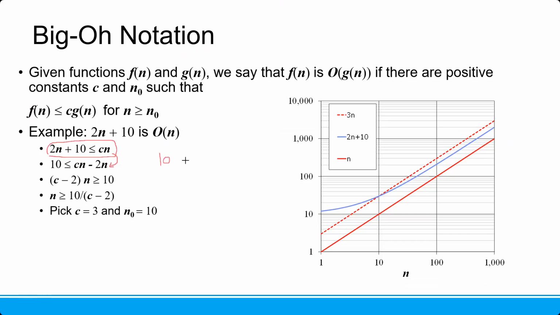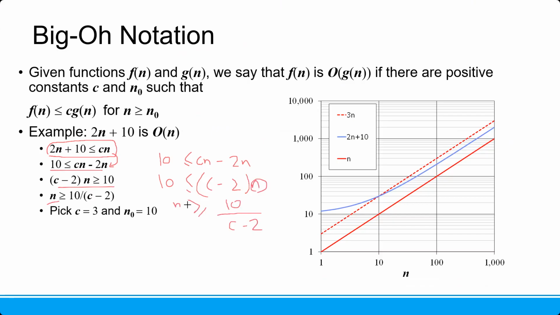So that will be less than cn minus 2n. And then you can just make the opposite one. So 10 will be c minus 2 n, it's the same like this one. And if you want to get the n, then n will be higher than or equal to 10 divided by c minus 2.